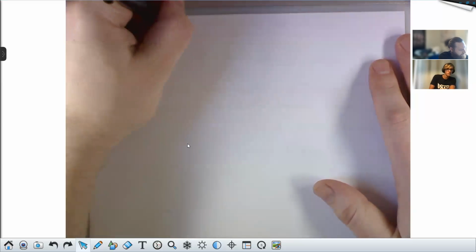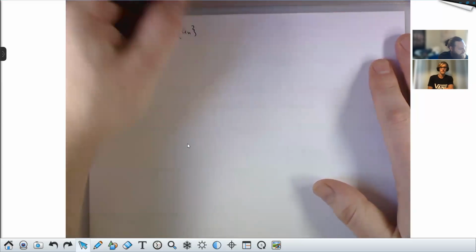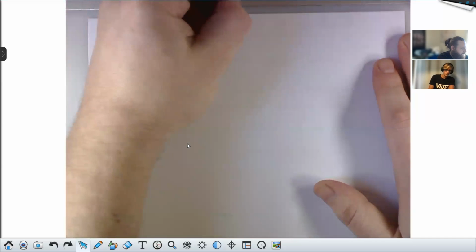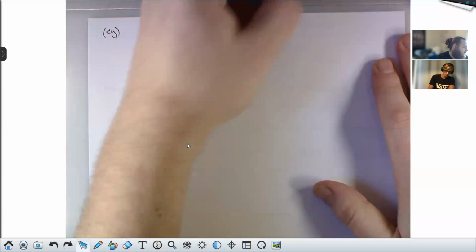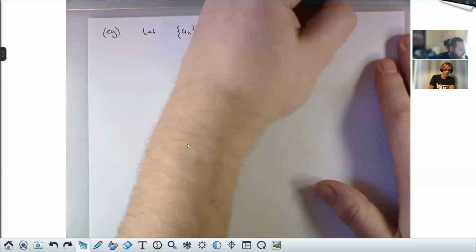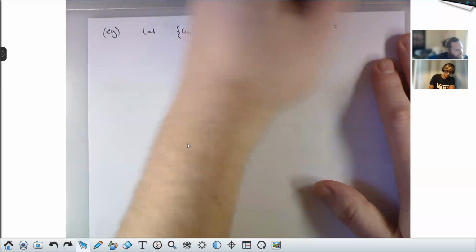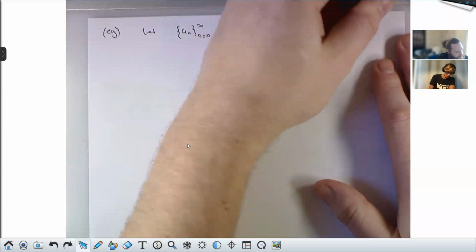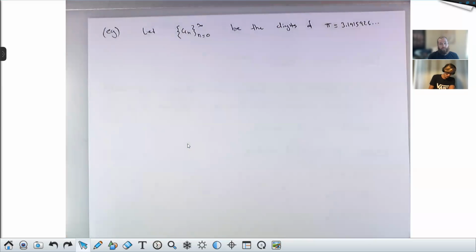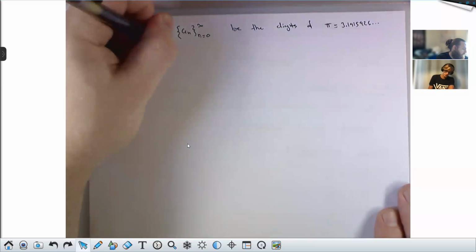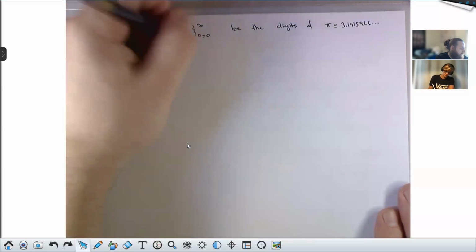I could say let a_n, and maybe I'll start this one at 0, from 0 to infinity, be the digits of pi, which we know is 3.1415926, blah, blah, blah. And just write out the first 5 terms.